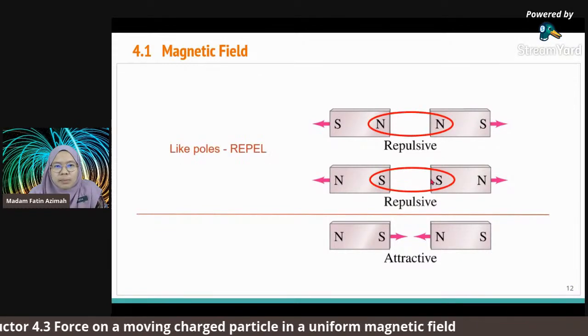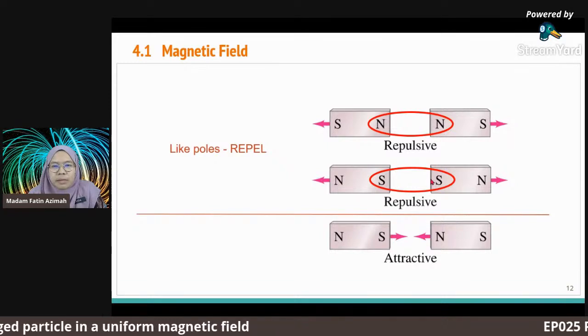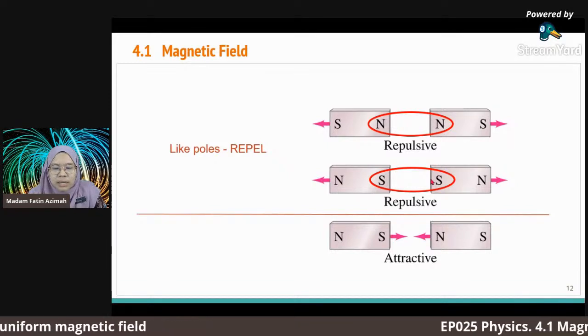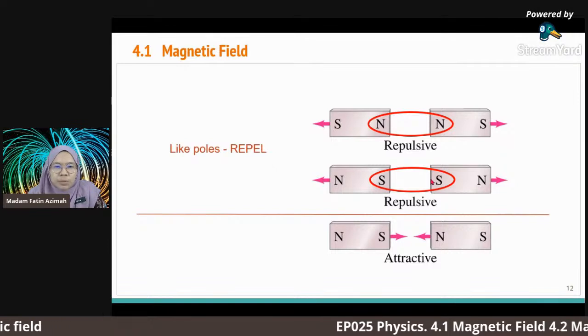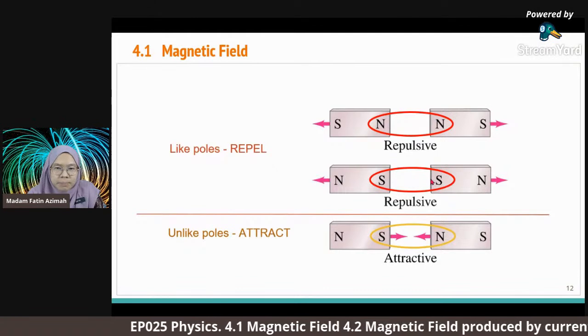When the same poles face each other, they experience a repulsive force, and opposite poles experience an attractive force. So these concepts are very easy.